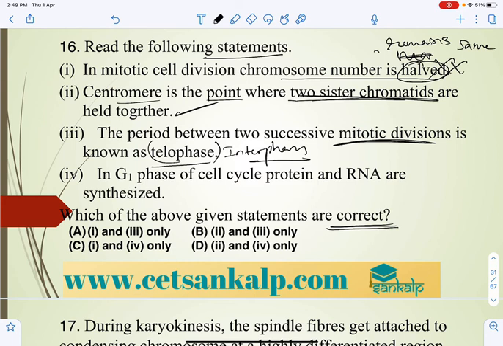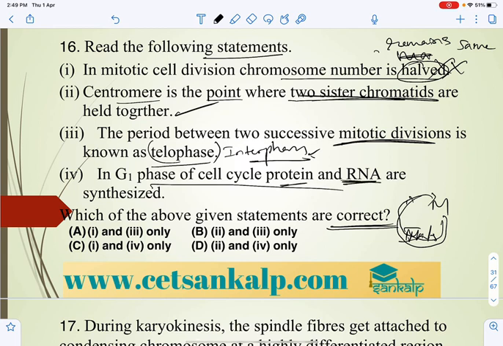So here the mitotic division starts, then it enters the interphase, and once again it enters the mitotic phase. So every time it passes through interphase. In the G1 phase of the cell cycle, protein and RNA are synthesized. Mainly we can consider that the protein and RNA are synthesized in both G1 and G2, but in G1 also there will be production, and this is a wrong statement. So the second and fourth options are the correct options. Second and fourth options only.